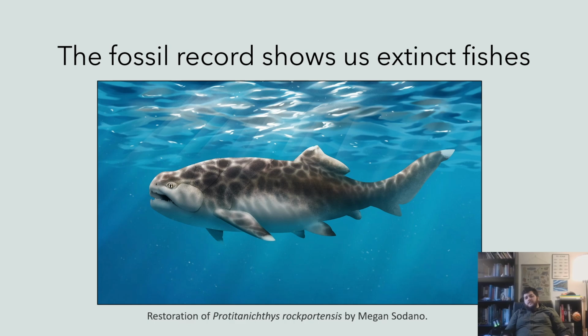I am very interested in this. This is a reconstruction of a fossil fish from the Devonian period of Michigan. So it's about a 380 million year old fish that lived in what is now the lower peninsula of Michigan, but what was then this sort of shallow tropical marine inland sea that was full of fish like this. And this is an animal called Protitanichthys rockportensis. This beautiful piece of art was done by a colleague of mine named Megan Sodano, by the way.